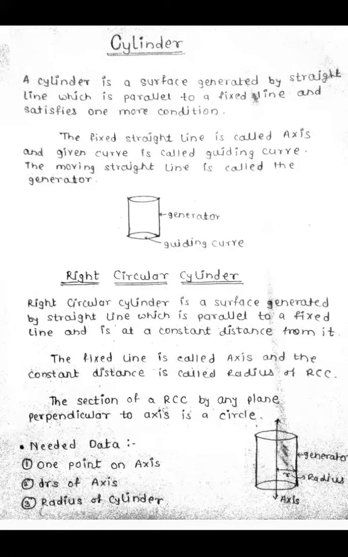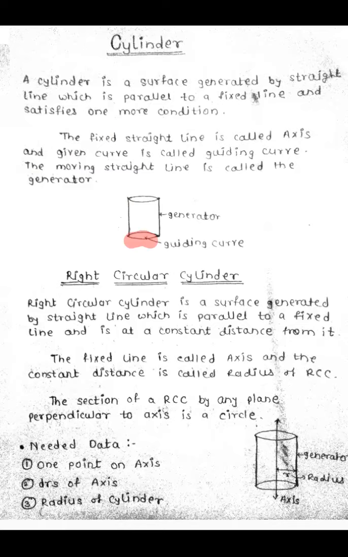A cylinder is a surface generated by a straight line which is parallel to a fixed line and satisfies one more geometrical condition: it intersects or touches a given curve. The fixed line is called the axis, the given curve is called the guiding curve, and the moving straight line is called the generator. So imagine two straight lines moving around each other, which generates a cylinder and creates a curve that we call the guiding curve.